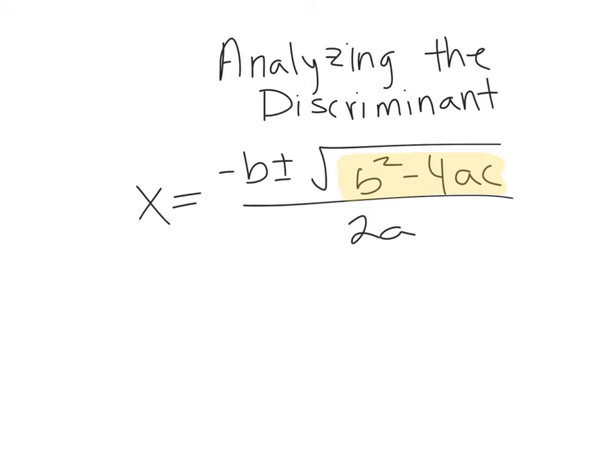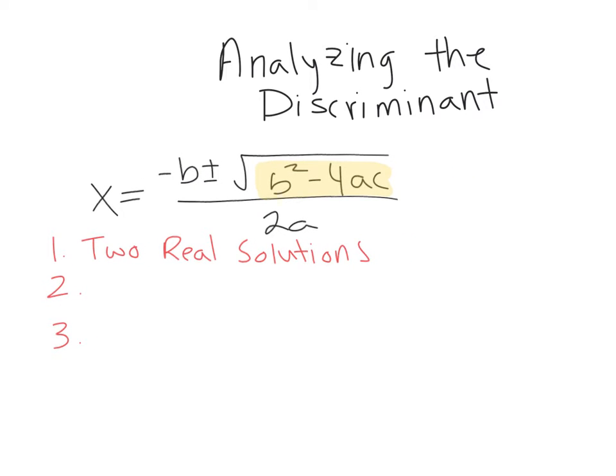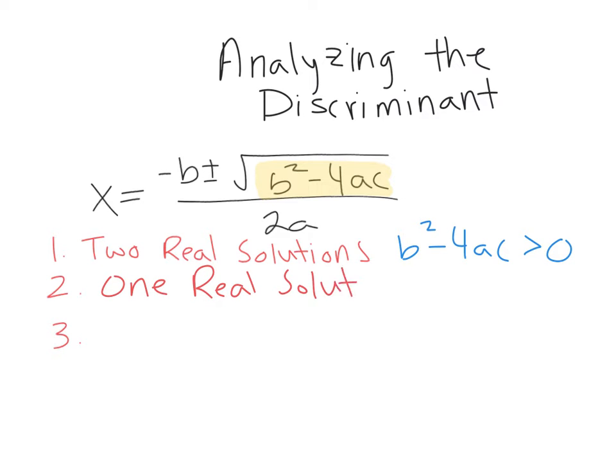It can tell us 3 things. The first thing it can tell us is if we have 2 real solutions, okay? Now, the way that looks is if you have something like this, b squared minus 4ac is going to be greater than 0. That's how you'll end up with 2 real solutions. Then there is one where you'll get 1 real solution, okay? And that's when your b squared minus 4ac is actually going to equal 0. So if it ends up zeroing out, you'll have 1 real solution.